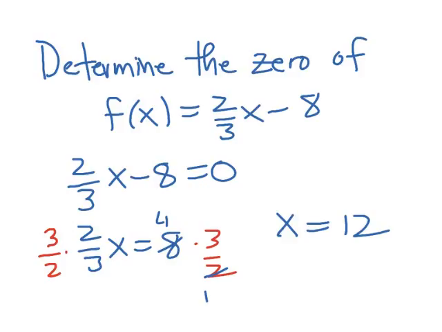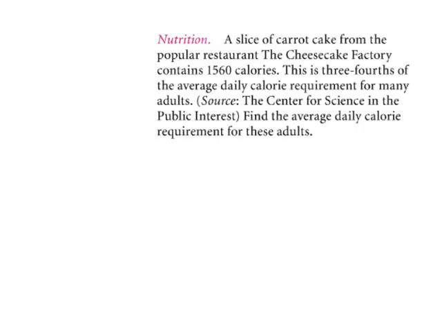The second part deals with applications. Applications is a nice way of saying word problem. So let me find a word problem here. Okay, here's one. A slice of carrot cake from a popular restaurant, the Cheesecake Factory, contains 1,560 calories. This is 3/4 of the average daily calorie requirement for many adults. Find the average daily calorie requirements for adults.